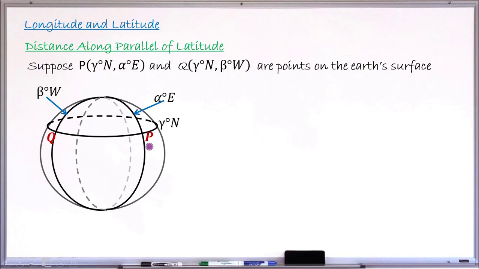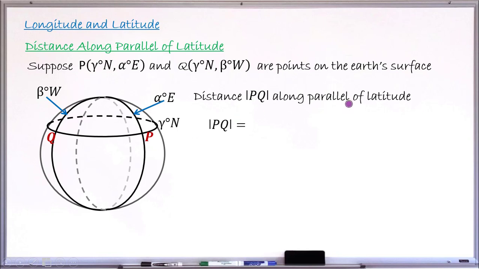So the distance between P and Q along the parallel of latitude, meaning the distance between P and Q that happen to be on the same latitude, is nothing but the length of this arc PQ. Look at the arc PQ. So the length of PQ, which is the length of this very arc, will be nothing but the formula theta over 360 multiplied by 2 pi small r, where the small r will be the radius of that very latitude.